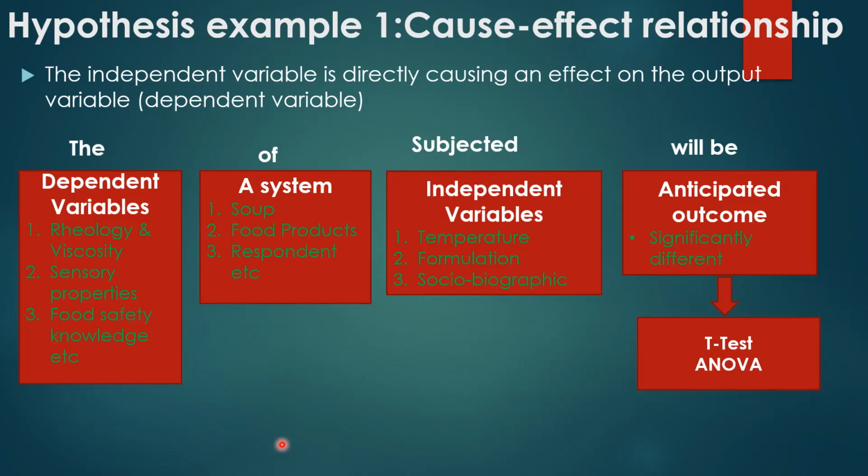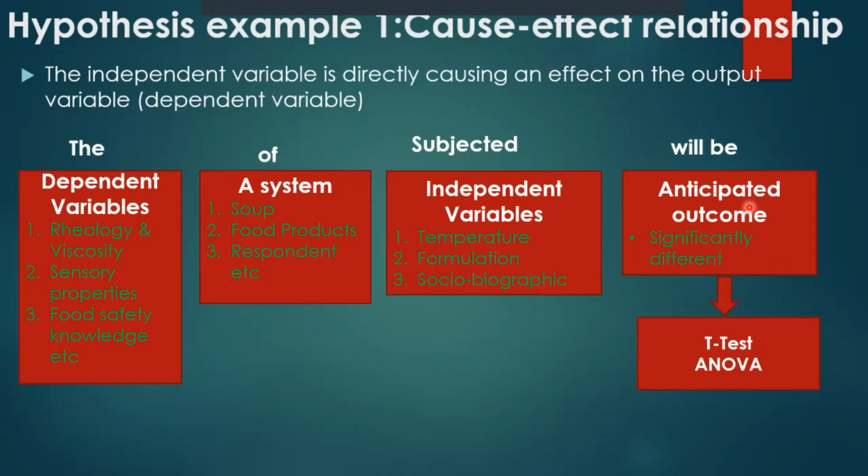A cause-effect relationship is one whereby the independent variable is directly causing an effect on the output variable. So the example that I've given you is the salt, which is the independent variable, affecting the volume of banana loaf, which is the dependent variable. Sometimes when you state a hypothesis, you should know whether the independent variable and the dependent variable have a cause-effect relationship. If it's a cause-effect relationship, then you have this scenario: the dependent variable of something subjected to the independent variable will have an anticipated outcome.